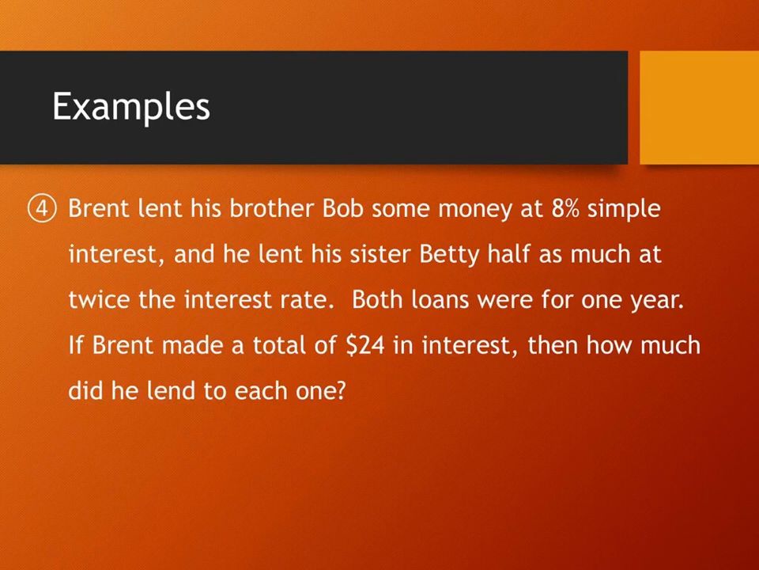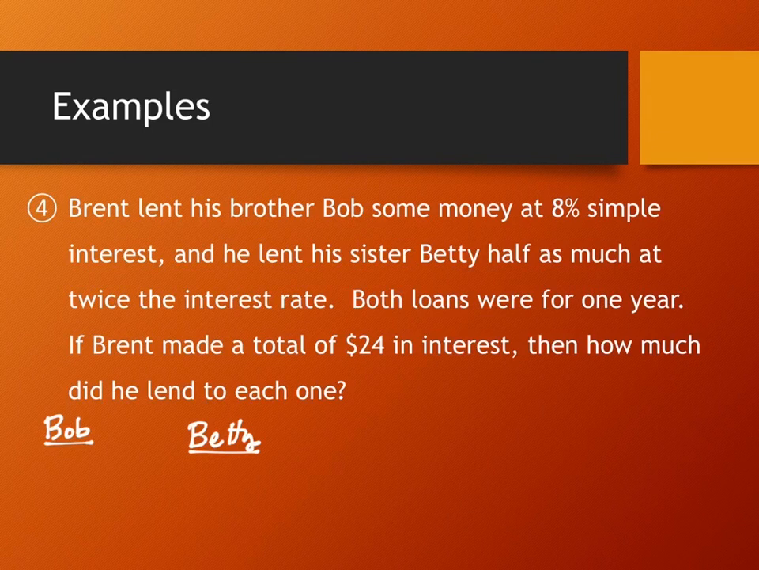All right, so there are 2 people involved in this situation. What are their names? Bob and Betty. There's also Brent, but he's the one giving the money. So we have what's going on with Bob, and then a situation going on with Betty. They each get a certain amount of money, right? We don't know how much either one of them gets from Brent, but they do get a specific quantity.